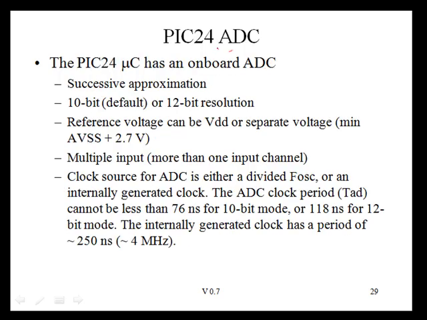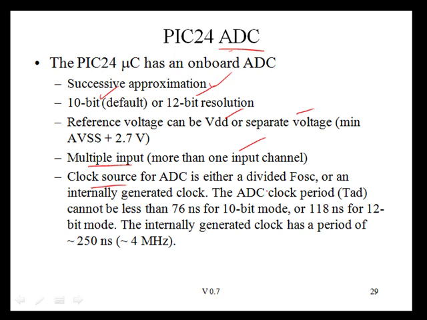So let's talk about the analog to digital converter that's available in some PIC24s. It's a successive approximation architecture. For the PIC24H, it can be configured as either 10-bit or 12-bit resolution. The reference voltage can either be VDD or a separate voltage that you supply. It can sample multiple inputs. That means it has more than one input channel.